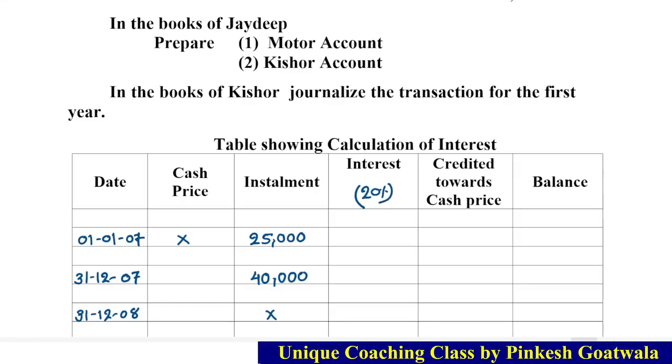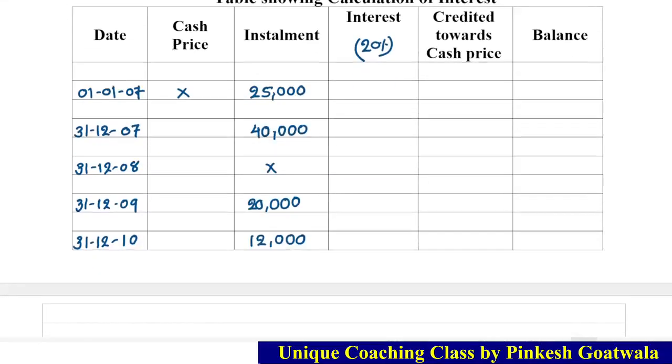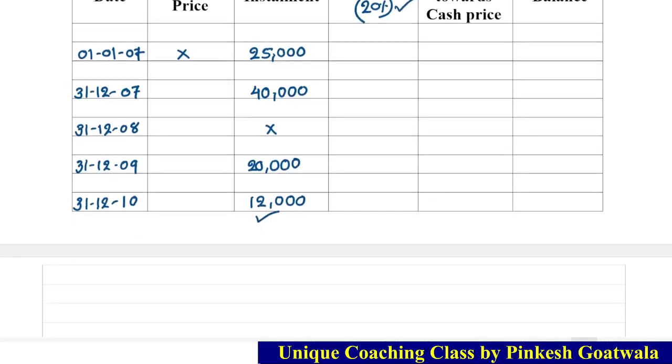Now we know how to start this term. So we can start from the last installment. Let's start from the last installment. Our last installment is 12,000, rate of interest 20%. So we can just put this step.